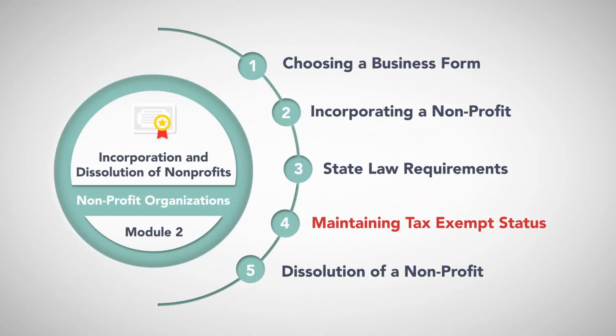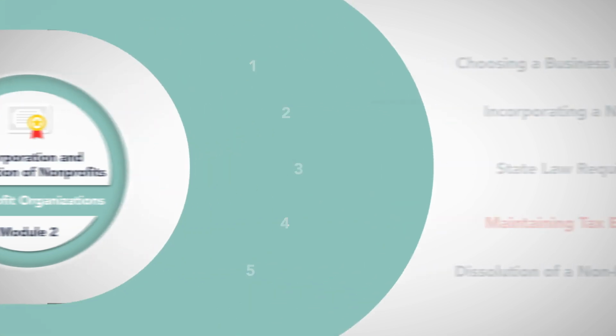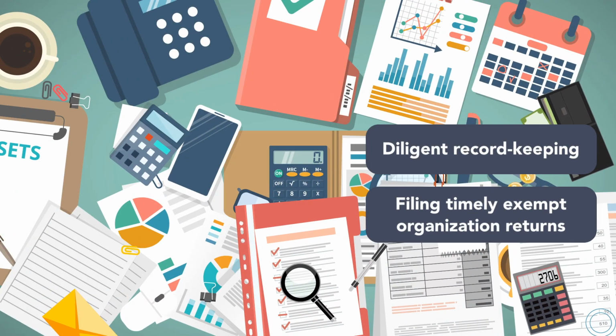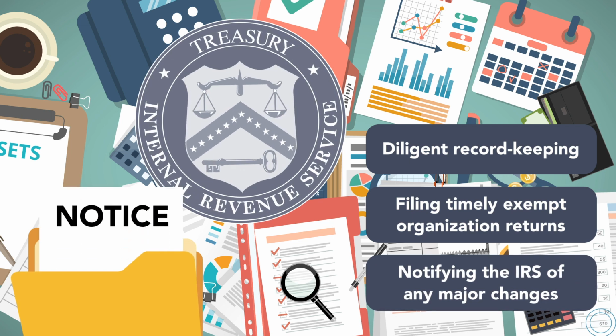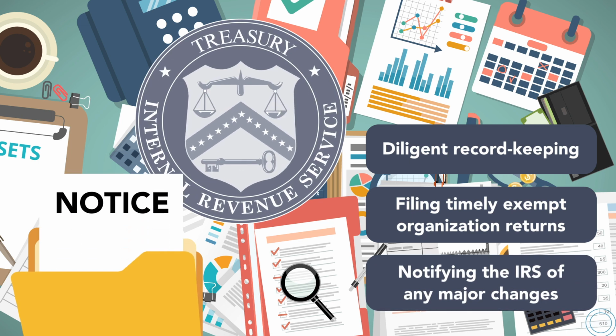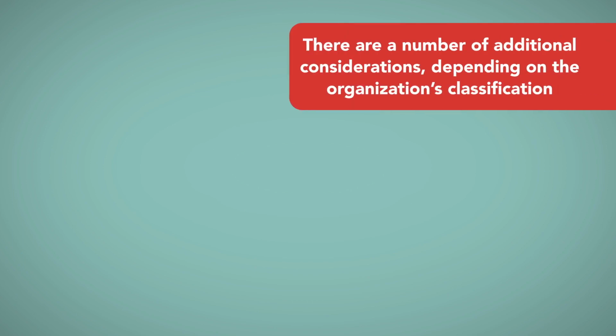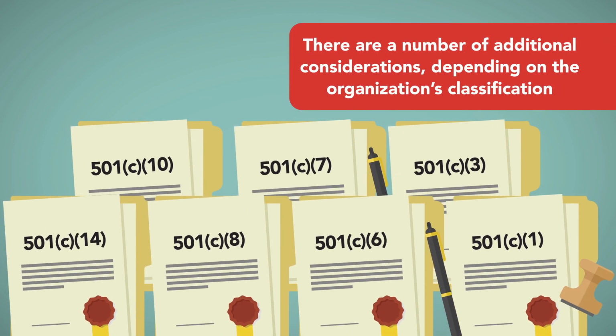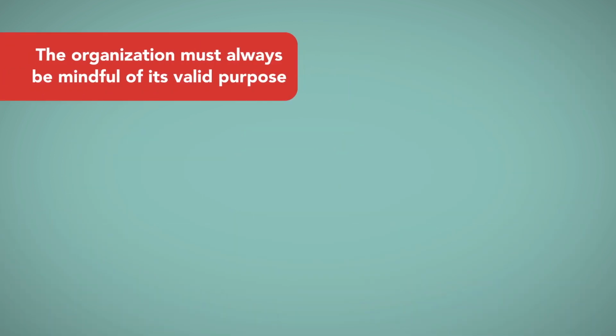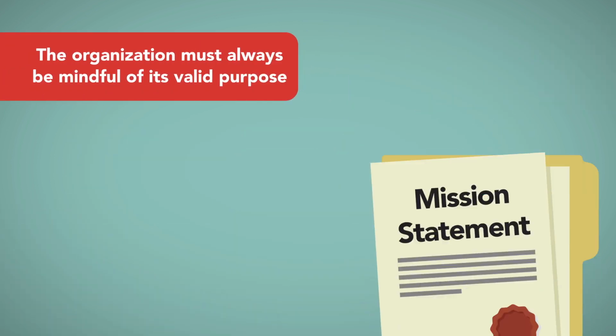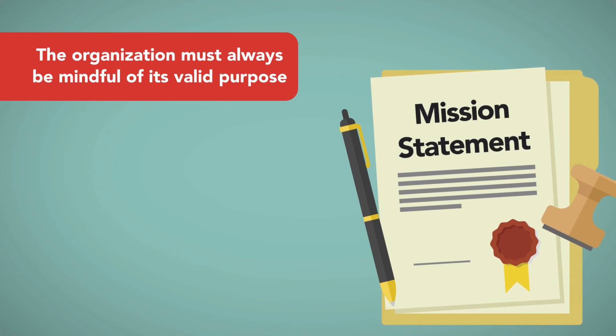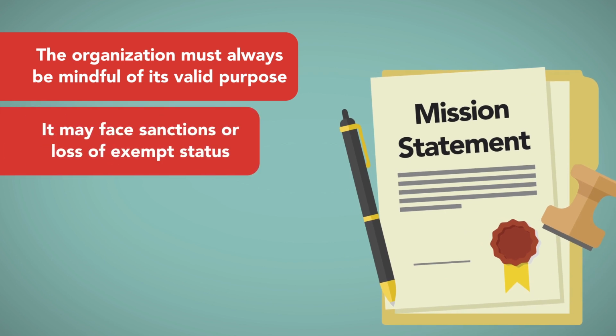Maintaining tax-exempt status. Diligent record-keeping, filing timely exempt organization returns, and notifying the IRS of any major changes to the organization are everyday considerations for maintaining federal tax-exempt status. However, there are a number of additional considerations depending on the organization's classification. Primarily, the organization must always be mindful of its valid purpose, and if it strays from that purpose, it may face sanctions or loss of exempt status.